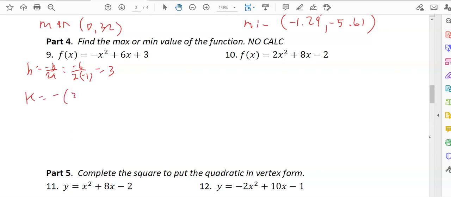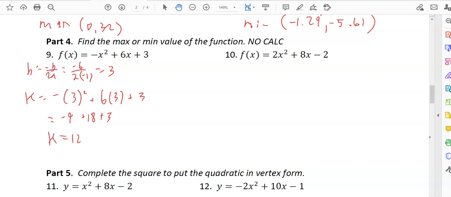So negative 3 squared plus 6 times 3 plus 3. So we get negative 9 plus 18 plus 3. 21 minus 9 is 12, I believe. It's 9 plus 3 is 12. Okay, so K is 12.